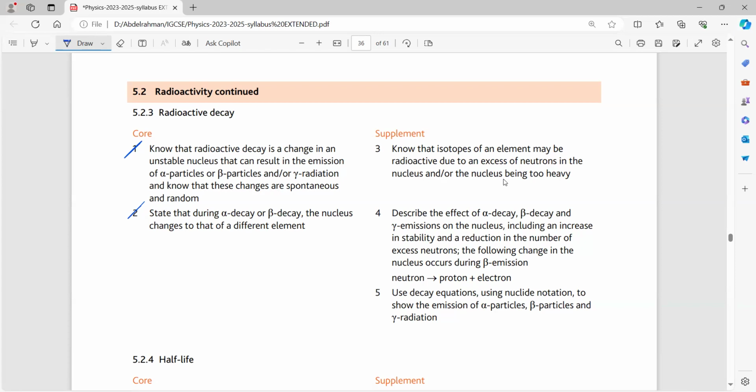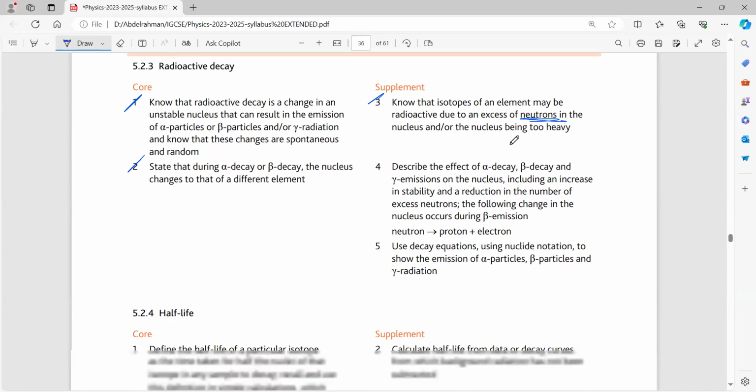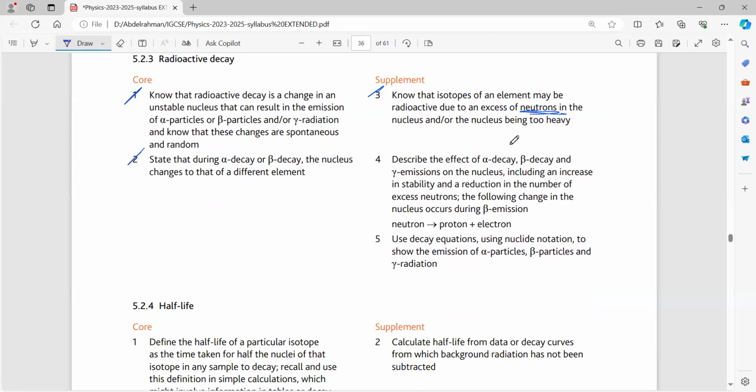Know that the isotopes of an element may be radioactive due to the excess neutrons in the nucleus. Why are they radioactive? Because they have a lot of neutrons. That's why isotopes are unstable, because they have too many neutrons. Describe the effect of alpha, beta, and gamma emissions on the nucleus.